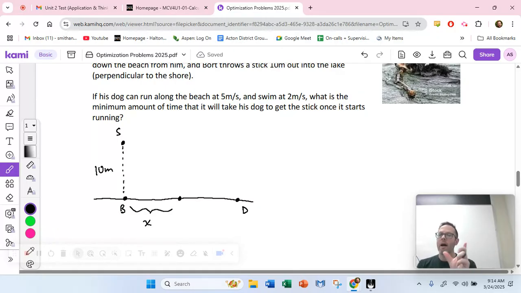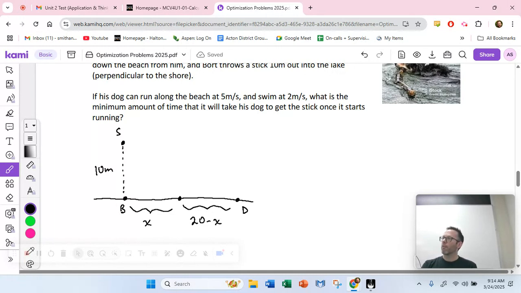But we're finding how far away the dog should be from Bort to jump into the water to minimize that time. What we also then have here is that the distance that the dog has to run before jumping in would therefore be 20 minus X, because remember the dog's 20 meters away down the beach.